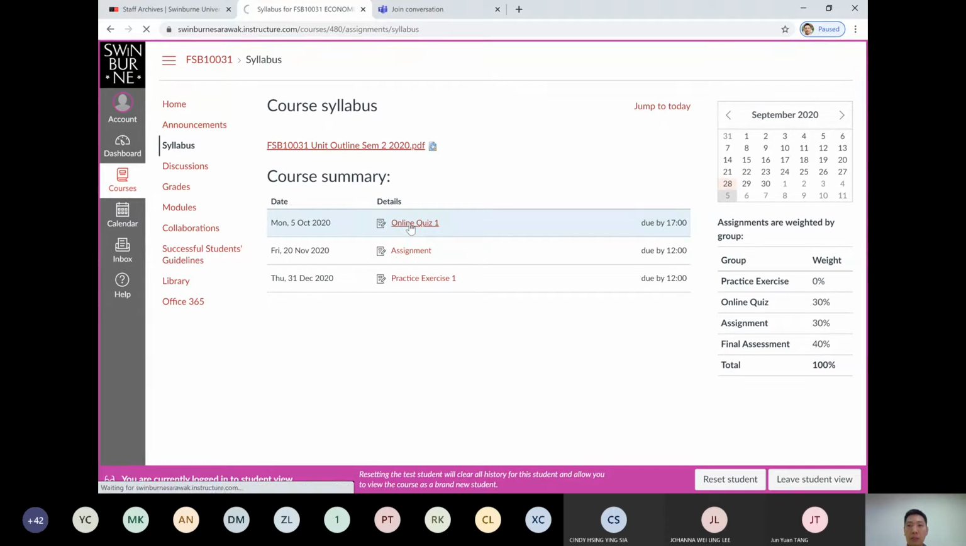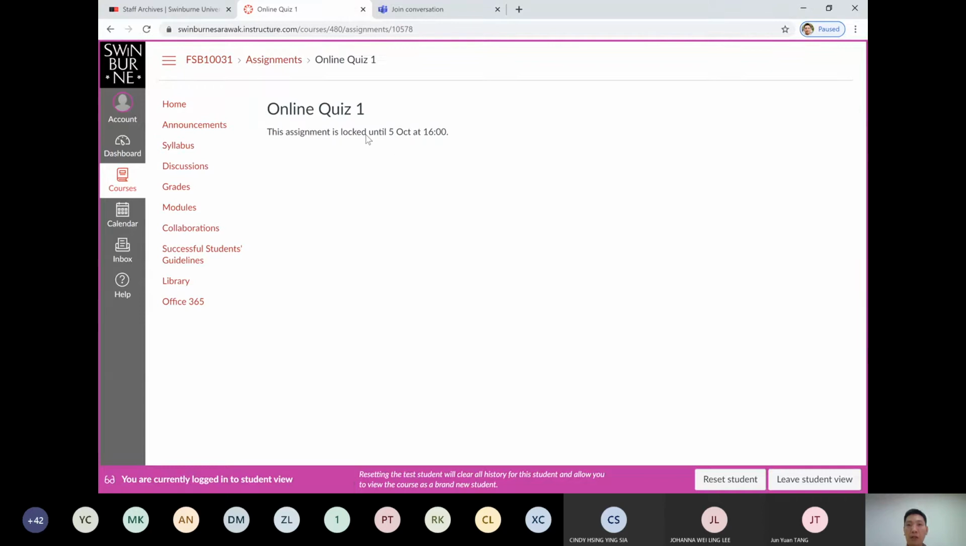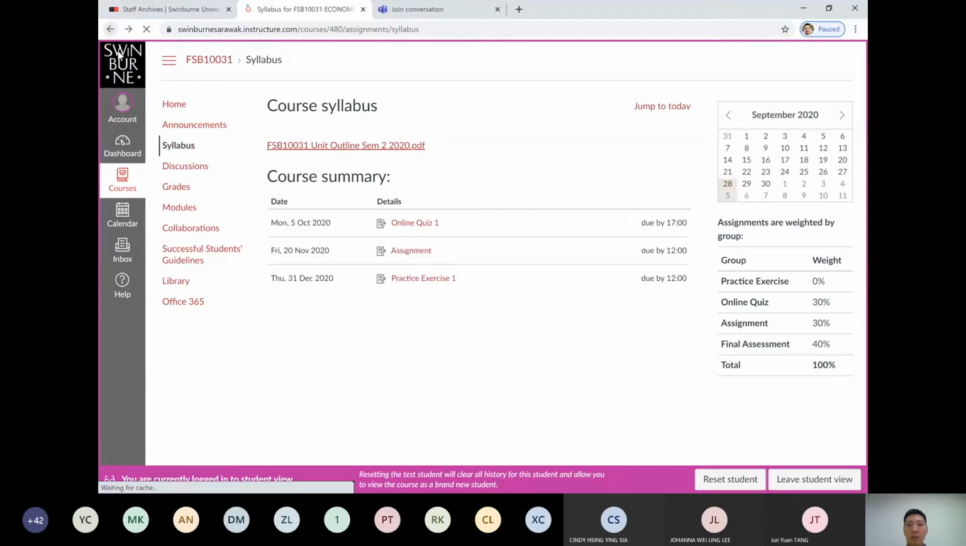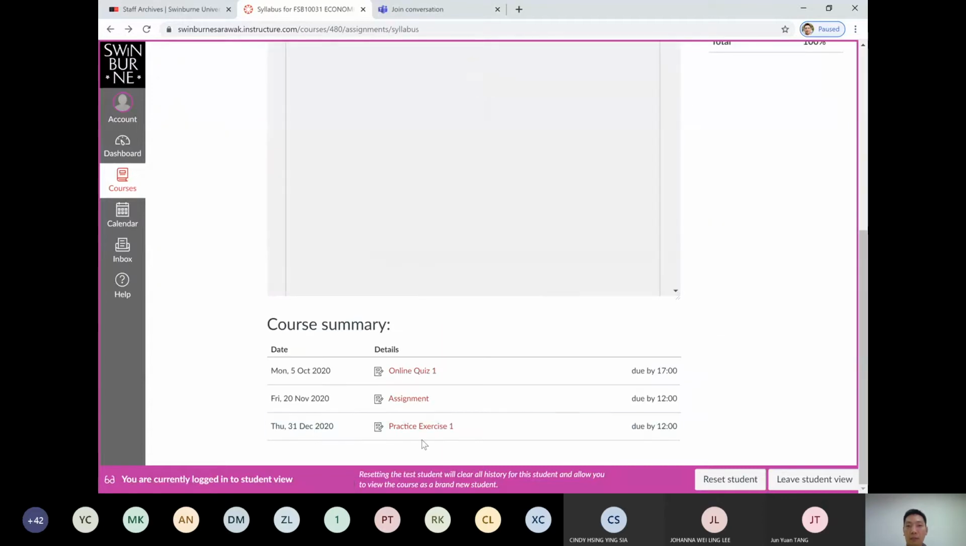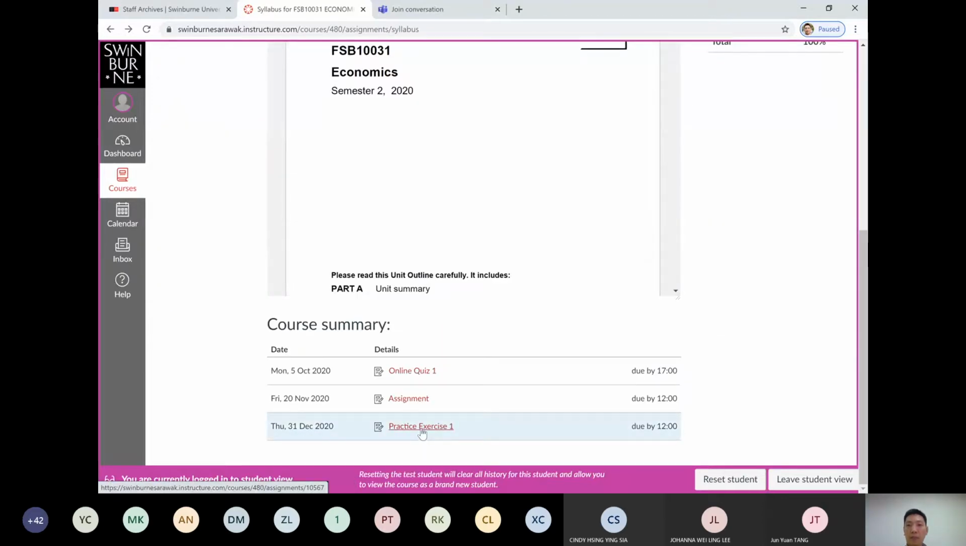But at the moment, I don't think you can access. Maybe you can try. I think now you can only see the instructions. It's locked. It's only open at 4 o'clock sharp. If you've got any problem on that day, you just email me. I'll respond to you immediately. I'll be in front of the computer during the online quiz session. So it's locked now. But you can try to click on the practice exercise 1 because the setup is about the same as the online quiz 1.